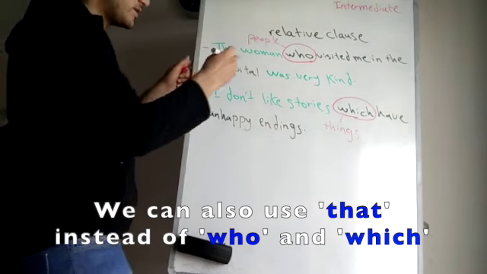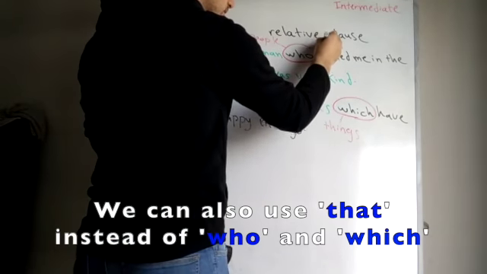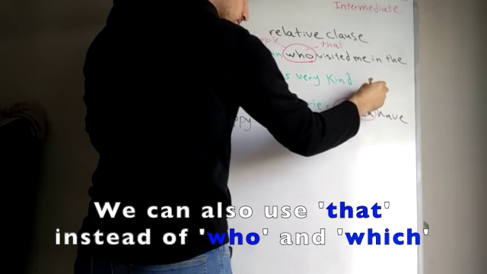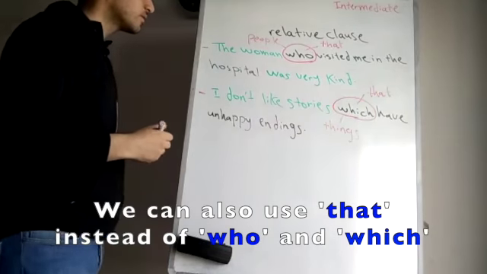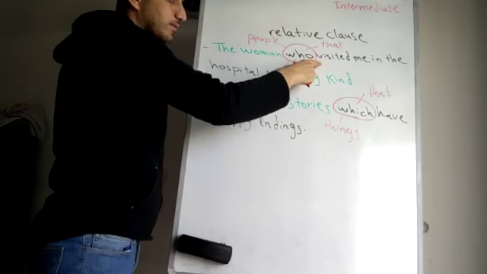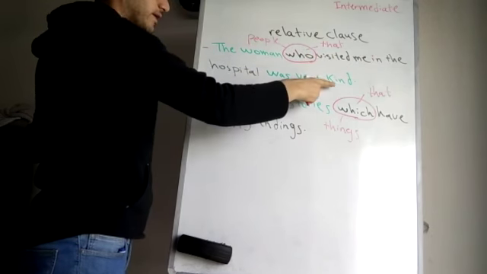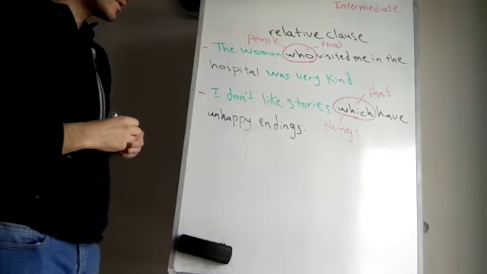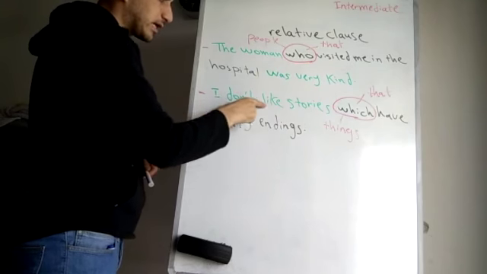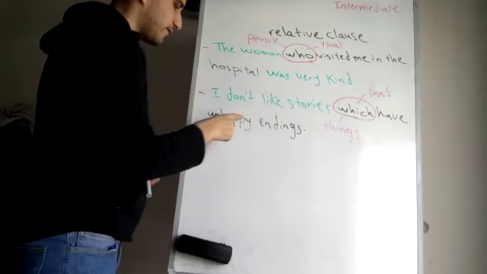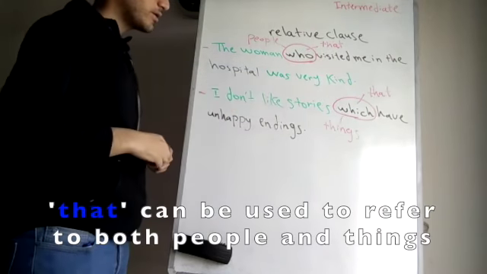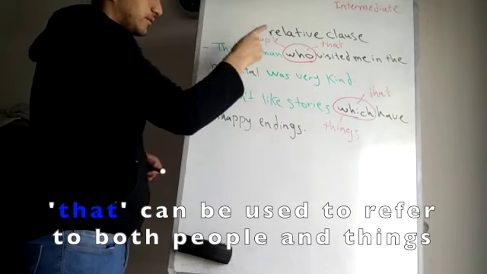Of course, here we can use that, and here we can use that too. So we can say the woman that visited me in the hospital was very kind. نستطيع أن نستخدم that بدلا من who. And here we can say I don't like stories that have unhappy endings. So you see that we are using that to talk about people and things.